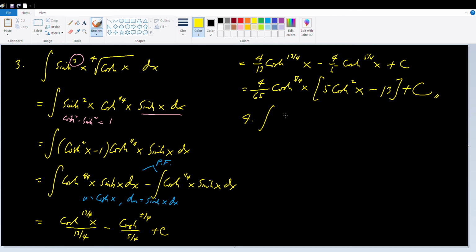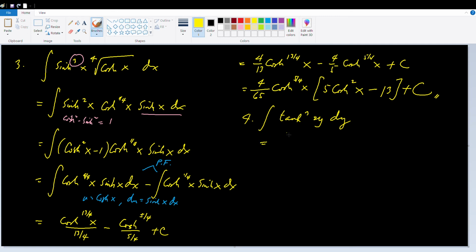For the next one, let us evaluate hyperbolic tangent cube of 2y dy. For trigonometric functions, powers of tangent with an odd exponent fall under case 1. Tangent with a positive integral exponent falls under case 1. So, the same thing for hyperbolic tangent cube. What is the rule here?